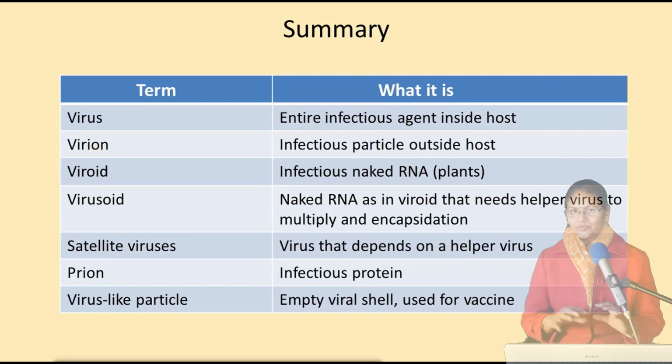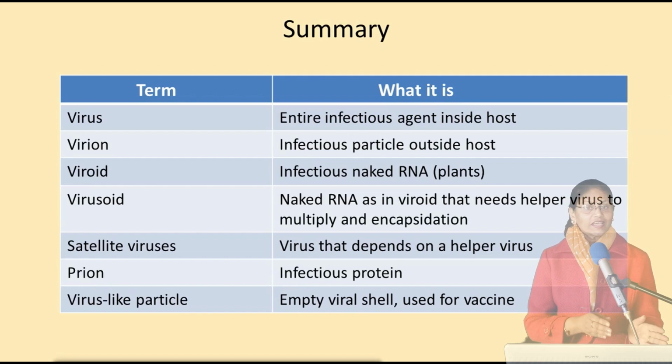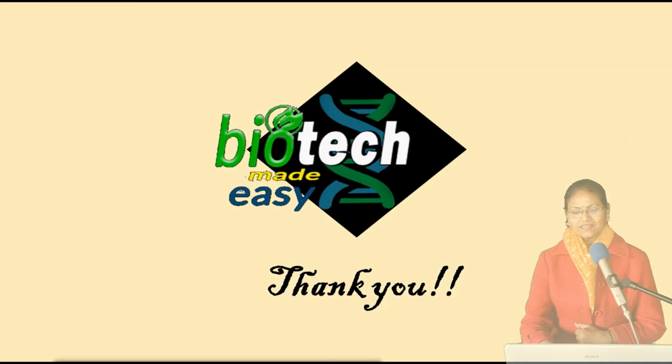Then prions. Prions are totally different. These are infectious proteins which are present in the brain. And virus-like particles, these are the empty viral shells, no DNA, RNA, and this is used for vaccines and drug delivery. So that's how these different terms, which are all related to viruses but are not actually virus, are a little different. I'm sure that now you do not have any confusion, but still if you have any confusion, you can ask me in the comment section.